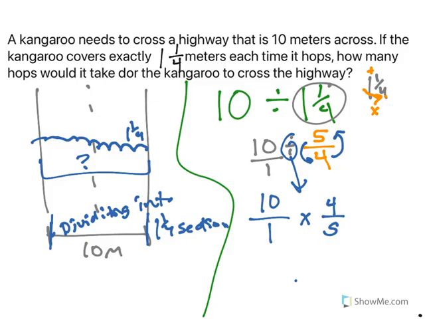Now there's 2 ways you can do this. The first way is simply multiply straight across. I would end up with 40 over 5, and that reduces to 8. That's one way to do it. We can also say 10 over 1 times 4 over 5.